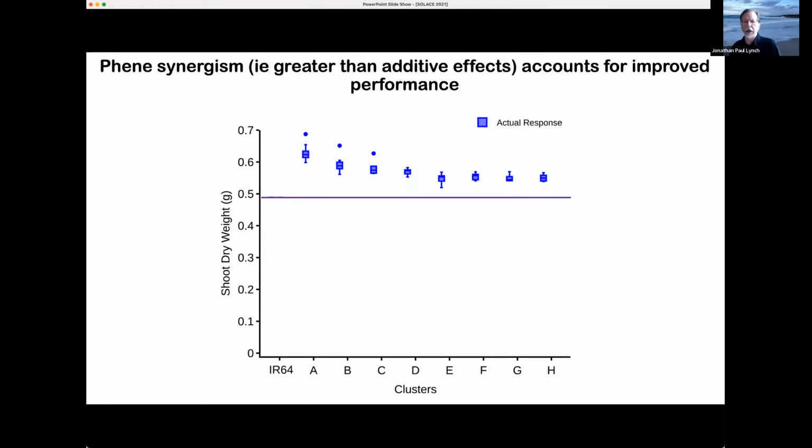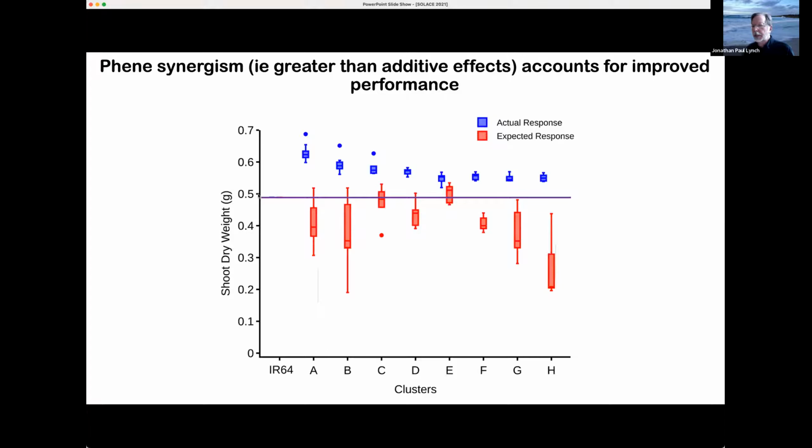And what we can see here is what happens to biomass for these different phenotypes compared to IR64. Here we see the greater biomass of these new phenotypes compared to IR64. Now, if we add up the individual contributions of each phene state, in other words, shallower roots or more lateral roots or whatever it is, we see that actually none of these are better than IR64. Most of them are worse than IR64.